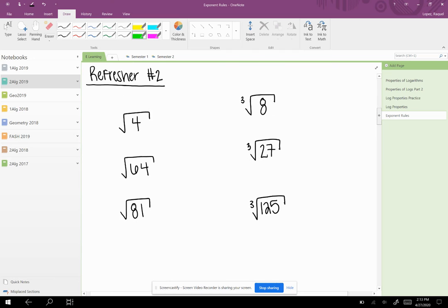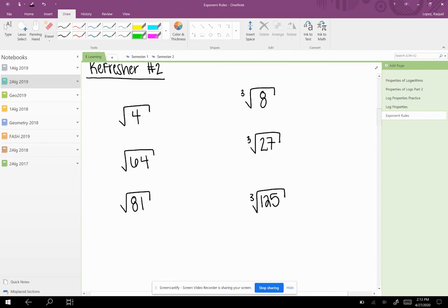And here's our other refresher. Let's practice rewriting these square roots as exponents. So I can rewrite the square root of 4 as 4 to the power of 1/2, and that's going to get me 2. I can rewrite the square root of 64 as 64 to the power of 1/2, and that's going to get me 8. I can rewrite the square root of 81 as 81 to the 1/2 power, and that's going to get me 9.